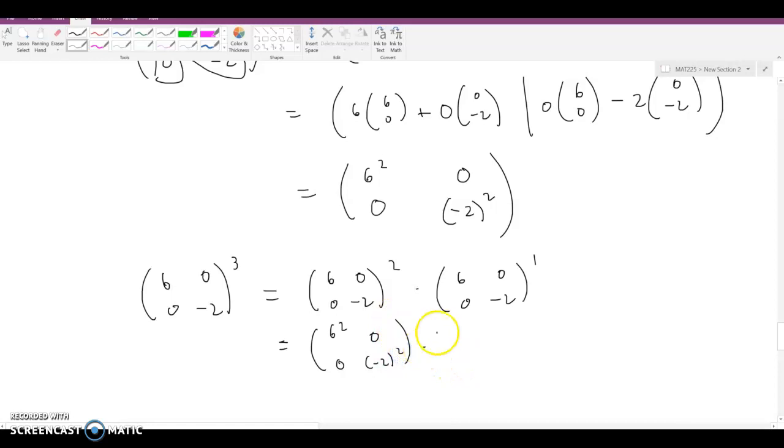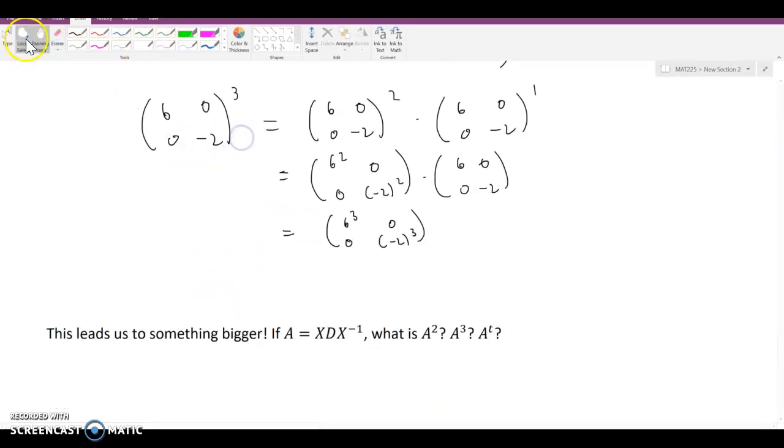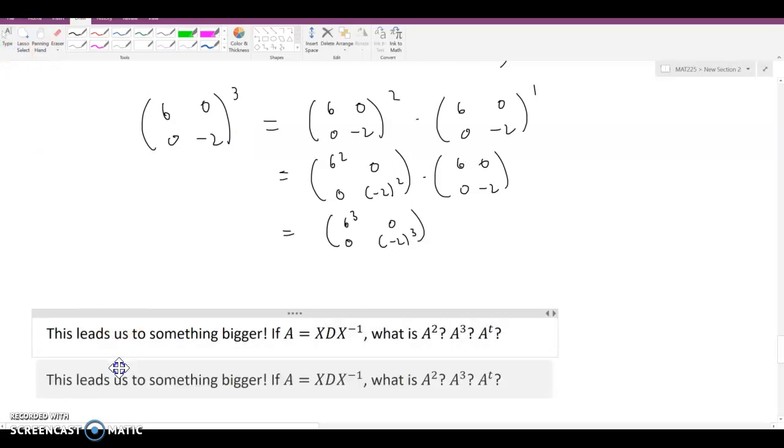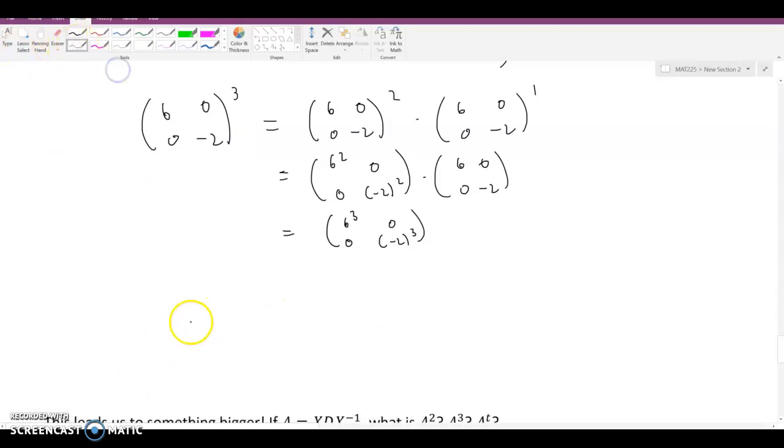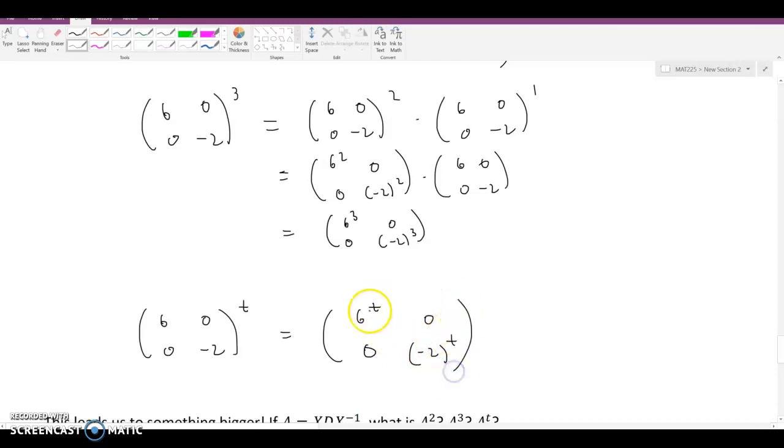And we're going to see that when we multiply again by the same matrix, we're going to get 6 cubed, 0, 0, -2 cubed. And so the general observation that we can make is that if you have a diagonal matrix and you raise it to a large power, if you have 6, 0, 0, -2 to the t power, we can probably generalize and say this is going to be 6 to the t, 0, 0, -2 to the t. Now these are the eigenvalues.